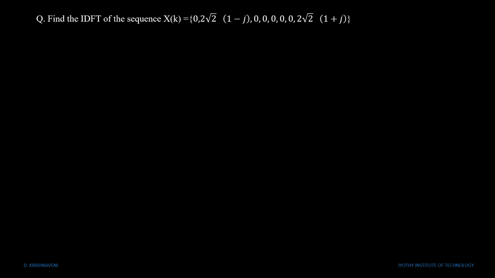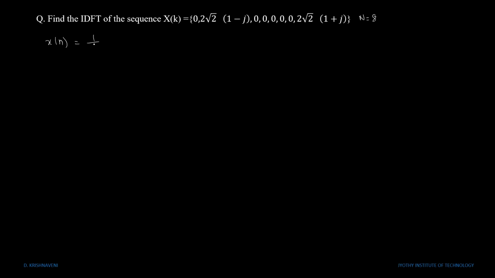Next we have to find the IDFT of the sequence X of k. Now you can see here 8 samples are present, that means N is equal to 8, and we have to find the IDFT. So what is the formula of IDFT? What do you mean by IDFT? Inverse discrete Fourier transform. You have to find out the time domain sequence.